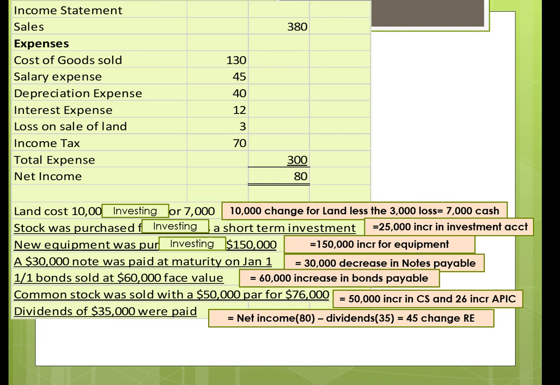We want to make sure we've explained our change in retained earnings, which would have been net income of 80 minus dividends of 35. So now what we've got is these four items that would be part of financing activities. So these now would be all part of our financing activity. So now we can do that last part of our balance sheet.